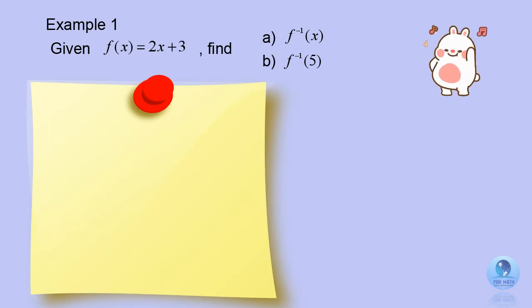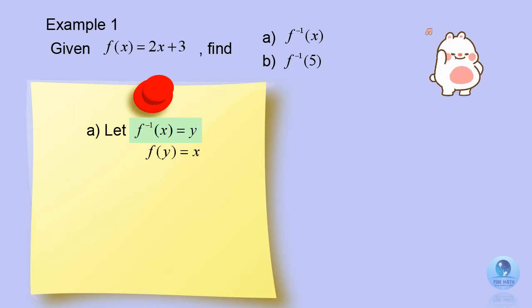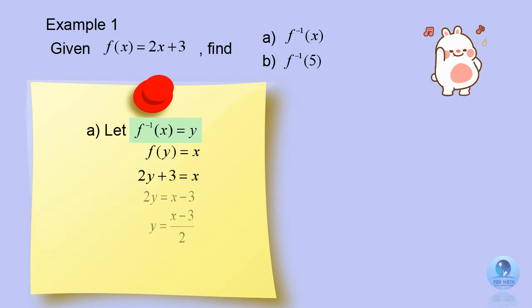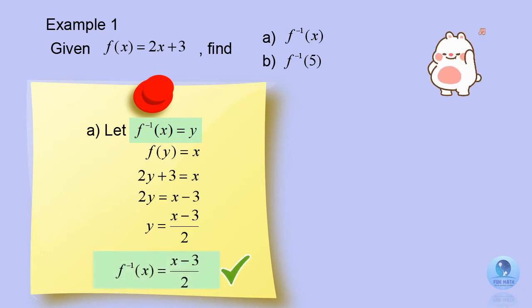To find the inverse function of f, just remember to follow this simple step. First, you must let f inverse of x equals y. Therefore, f of y equals x. Substitute y into the function f of x and you will get 2y plus 3 equals x. Therefore, you get y equals (x minus 3) divided by 2. Remember to rewrite your answer as f inverse of x equals (x minus 3) divided by 2.